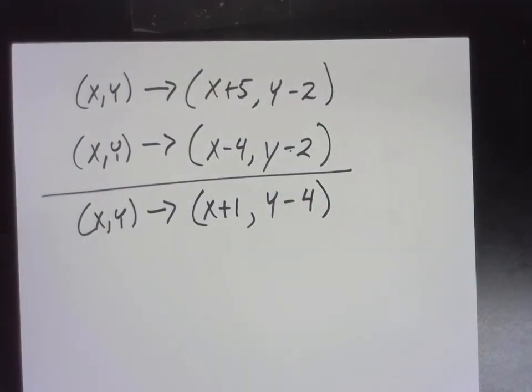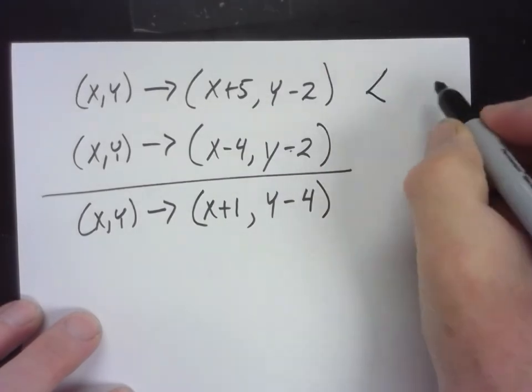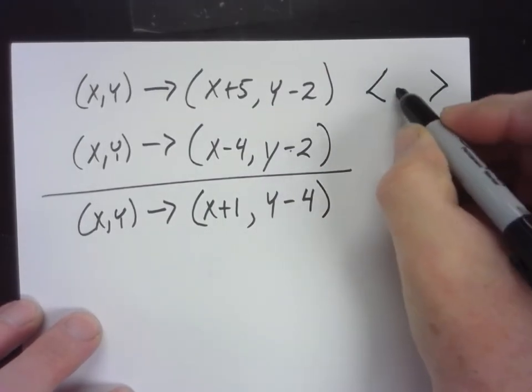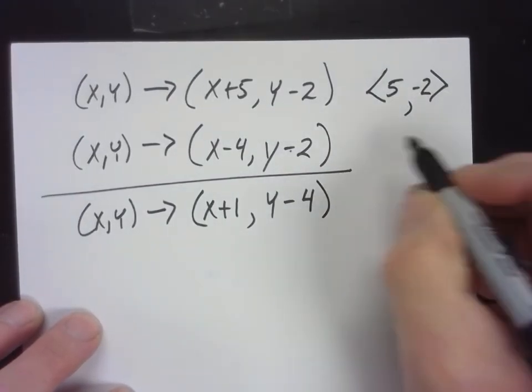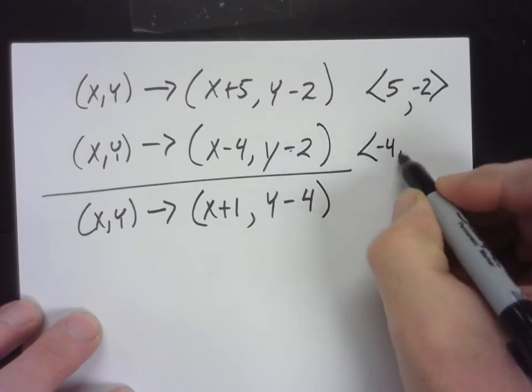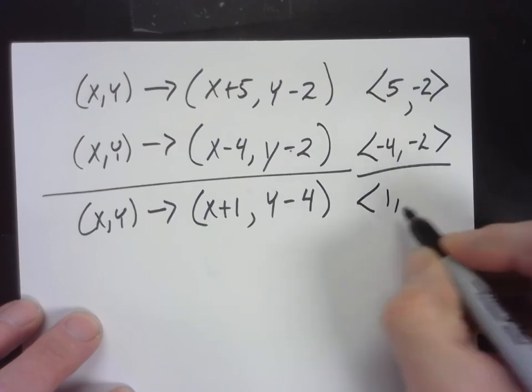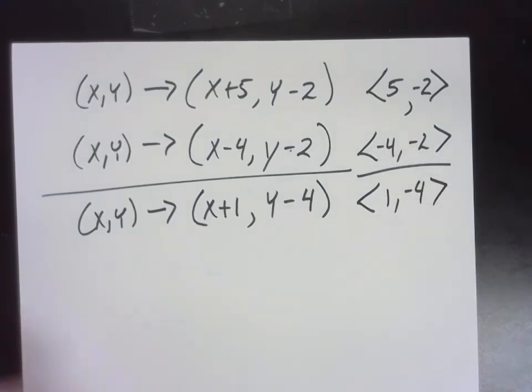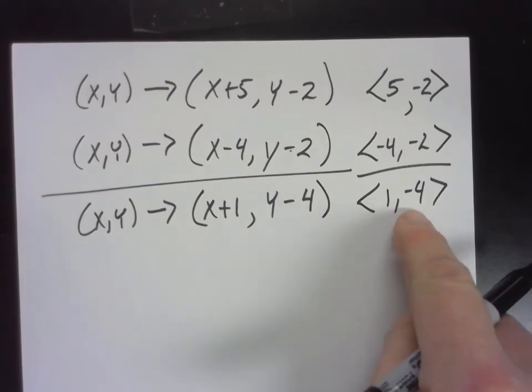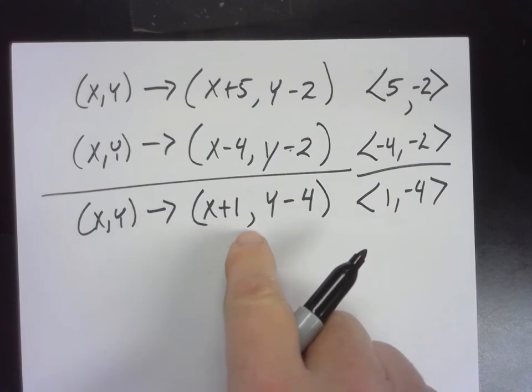And of course we can add them together if they're vectors too, can't we? If it just said 5, -2 for one vector and -4, -2 for the other vector, we can add those two vectors together. Same thing, same result. So what's this notation called? Vector. And this one's called coordinate notation. Okay.